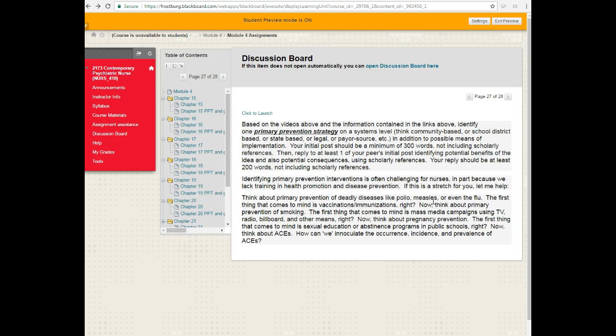Now think about primary prevention of smoking. The first thing that comes to mind is mass media campaigns using TV, radio, billboards, and other means, right? How about pregnancy prevention? The first thing that comes to mind is sexual education or abstinence programs in public schools, right? Now, think about adverse childhood experiences. How can we, that's a collective we, inoculate against the occurrence, incidence, and prevalence of adverse childhood experiences? Challenging to say the least.